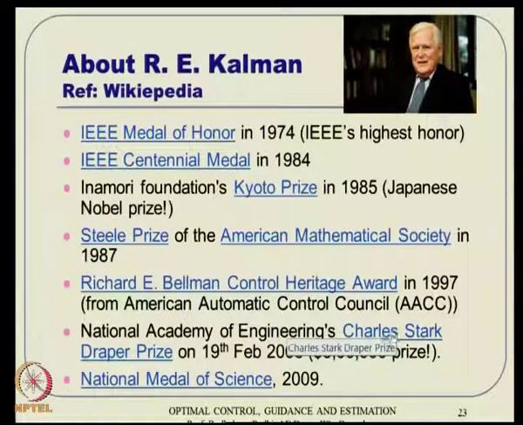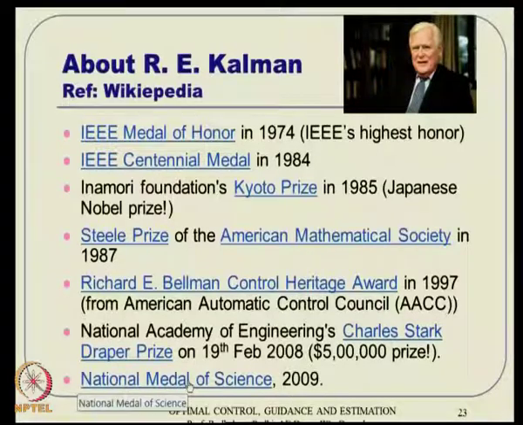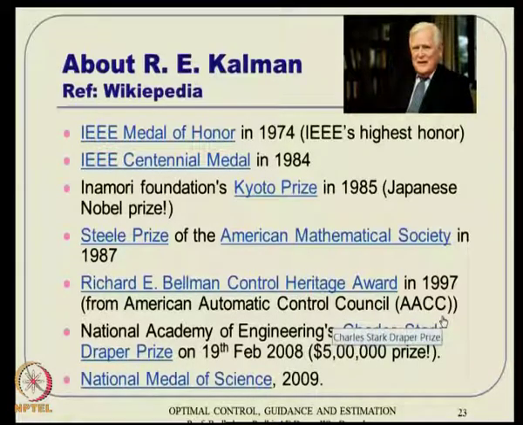And then he has got the Charles Stark Draper Prize in mathematics from the National Academy of Engineering, and that is considered somewhat equivalent to the Nobel Prize, with that much monetary value as well. And finally, the National Medal of Science in 2009 from the US, which is typically given by the US President. So, he has got several very well credits to his name, primarily because of his pioneering contributions. And out of that, the Kalman filtering turns out to be the most well recognized thing actually.